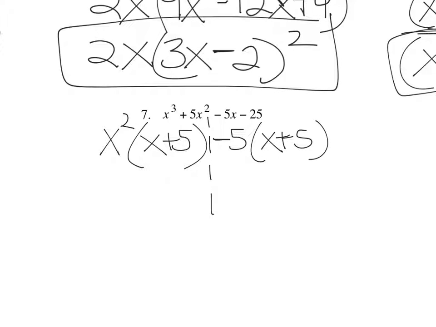Now right here is the point where you say, whoa, those are the same polynomial, x plus 5 and x plus 5. That is not a coincidence. It will happen that way every time. If not, then you can't factor it by grouping, okay?